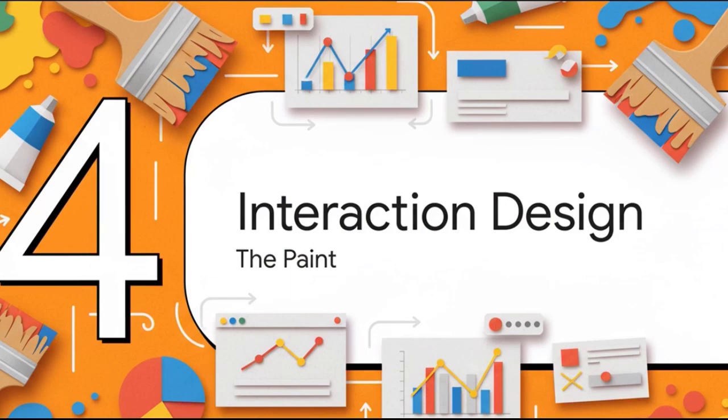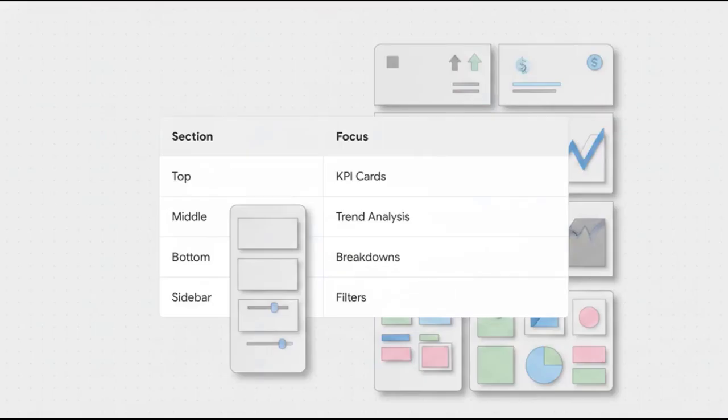Now for the highly visual parts. Phase 4, designing for interaction, the paint. Step 7 is applying that paint by designing the UI wireframe. You see, a professional dashboard isn't just randomly thrown together. It follows a strict visual hierarchy. You anchor your macro KPI cards like total sales and growth right at the top. Trend analysis goes in the middle, granular breakdowns by region or product at the bottom, and you keep a dedicated interactive filter pane neatly tucked on the sidebar.